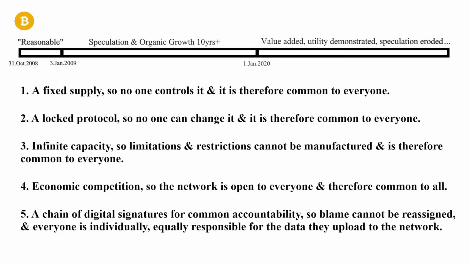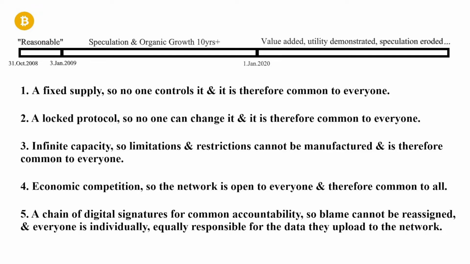Without economic competition, you simply get collusion and centralization. A network is either economically competitive or centrally controlled. There is no middle ground. And finally, number 5, a chain of digital signatures for common accountability. This means that blame cannot be reassigned and everybody is individually equally responsible for the data that they upload to the network. Therefore, those who maintain the network cannot get away with controlling the network because they are equally accountable as all the other users and developers on the network themselves.